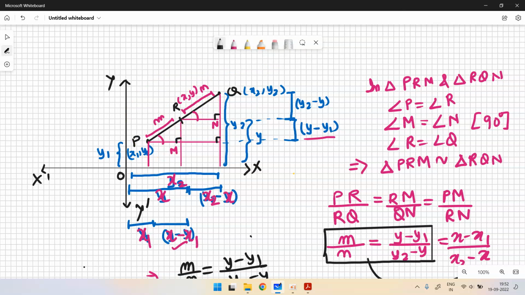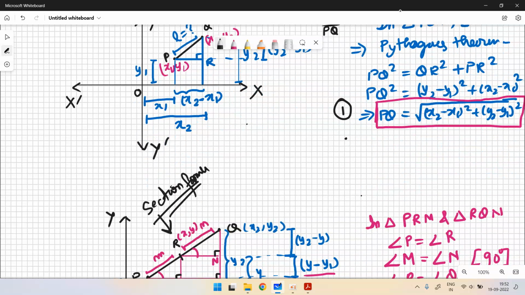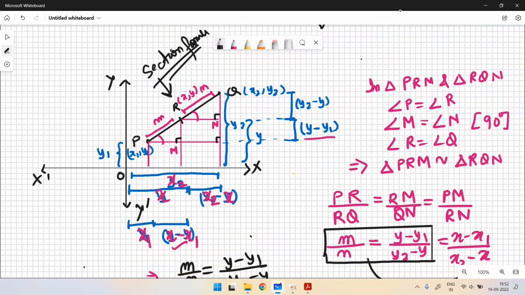So this formula is known as the section formula. The previous one was known as the distance formula, because it gives the distance between the two points. Distance formula. This is the section formula.